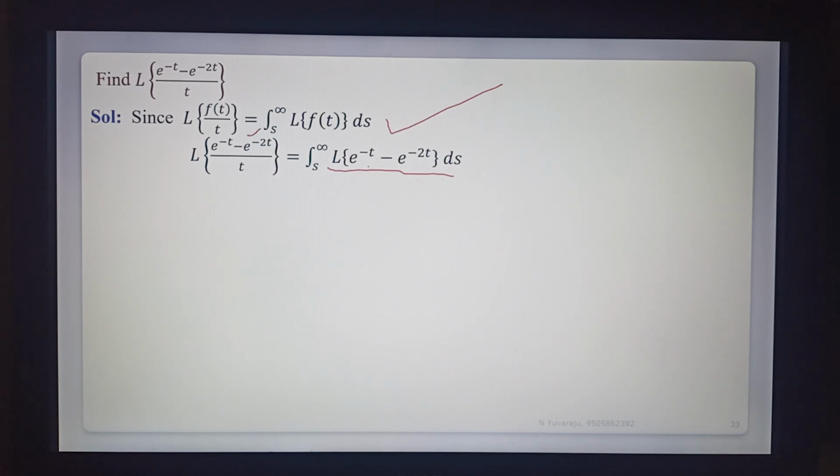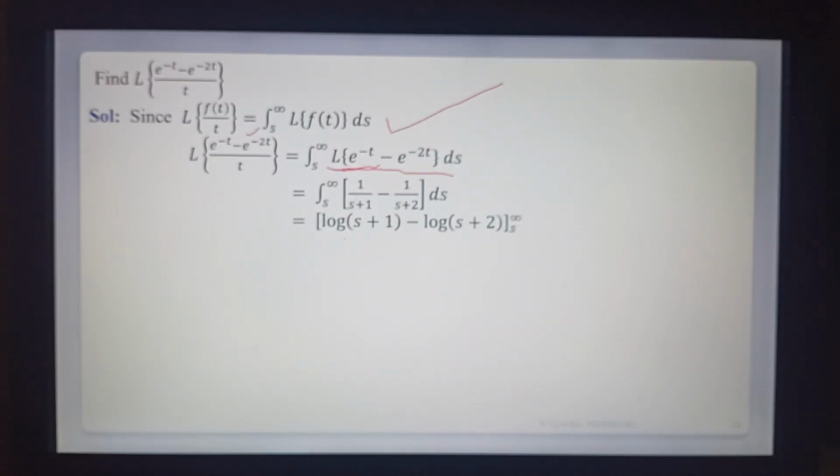So first, finding the Laplace transformation: the integration from s to infinity of 1 by s plus 1 minus 1 by s plus 2. Now integrating, the integration of 1 by s plus 1 is log of s plus 1, minus the integration of 1 by s plus 2, which is log of s plus 2. So substituting the upper limit and lower limit, and using log a minus log b equals log of a by b. Upper limit infinity, directly substituting s as infinity, we get log infinity, which is not defined.